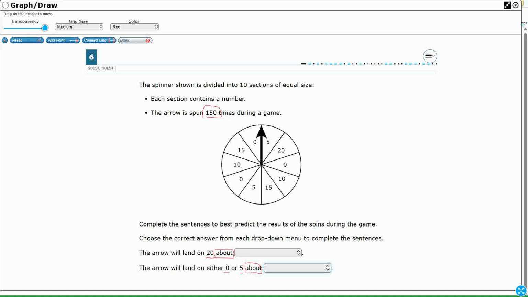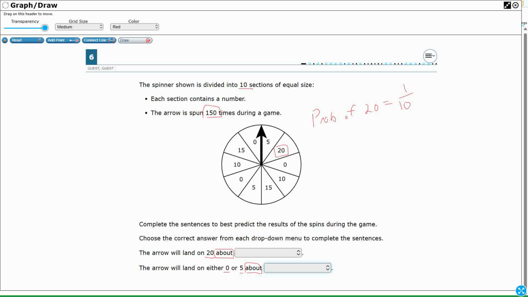Okay, so it looks like I've got a 20 right there, and that's it. I've only got that one 20. There are 10 sections here, which means my probability of 20 is one section out of 10. I've got a 1 out of 10 chance of spinning and landing on a 20. And I'm doing that 150 times. So every 10 times, I should land on it once.